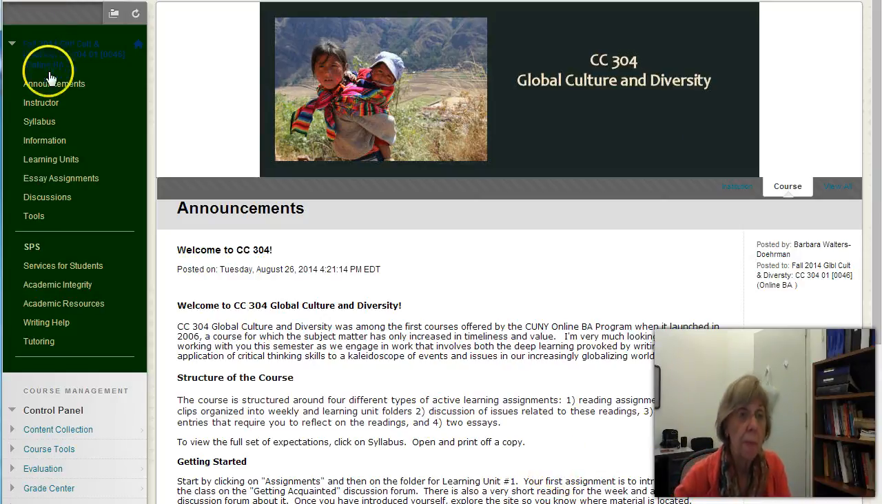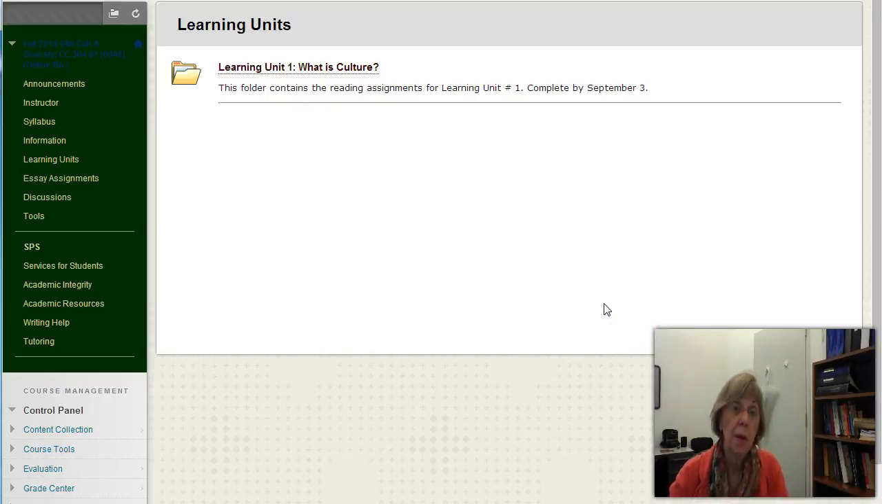Generally, you will begin by opening the learning unit. The learning units cover 2 weeks. The learning unit begins on a Thursday and ends at midnight on Wednesday. The first learning unit is a bit short. It's 1 week long rather than 2 weeks long.